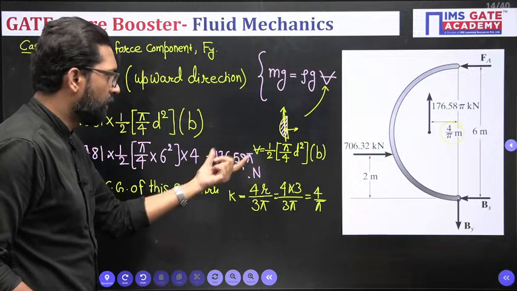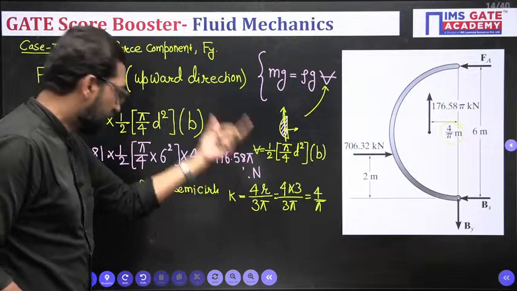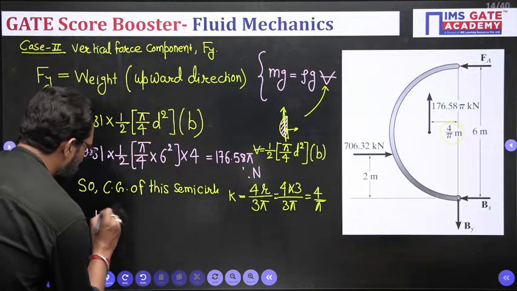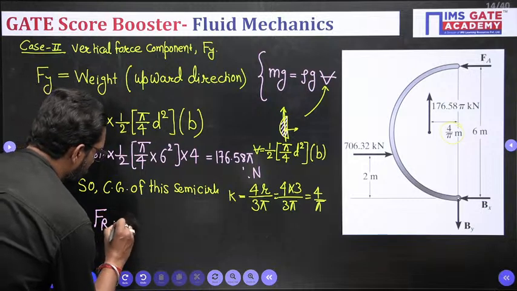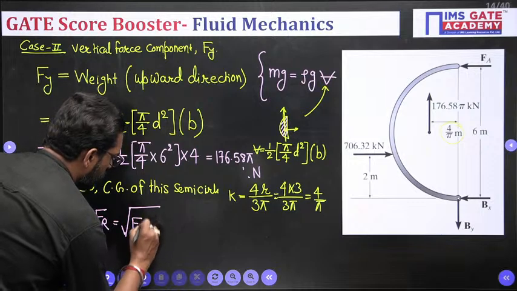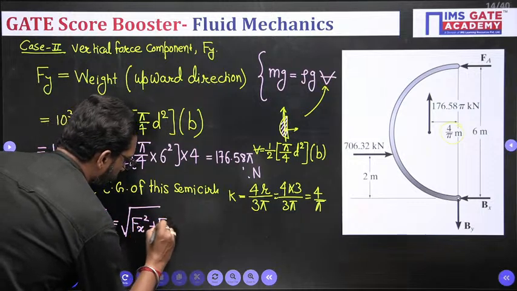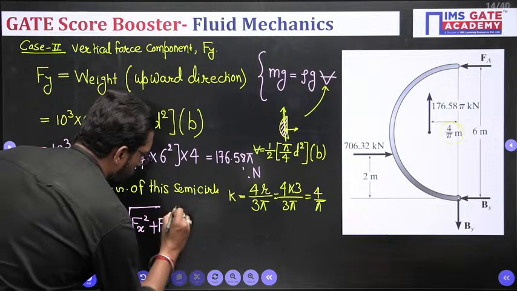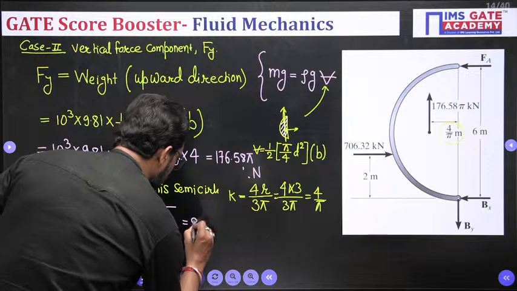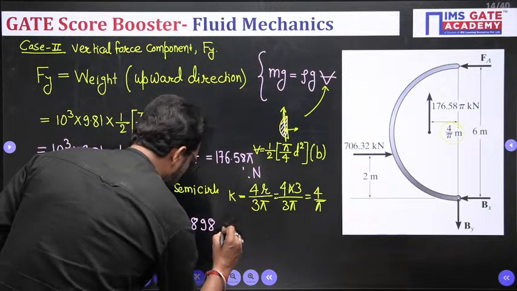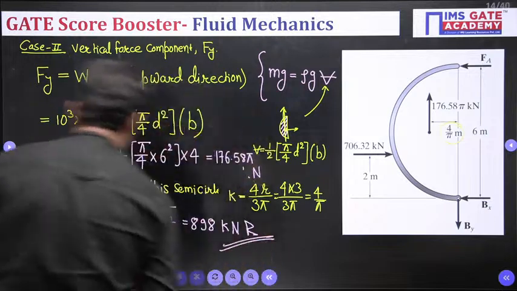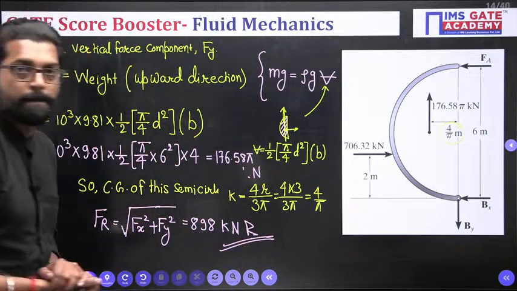Subtract the weight of the ring from this value, then there is a net vertical force. Now what is the resultant? The resultant is the square root of Fx squared plus Fy squared. If you put in these values, this is your 898 kilonewton. So this is your resultant force.